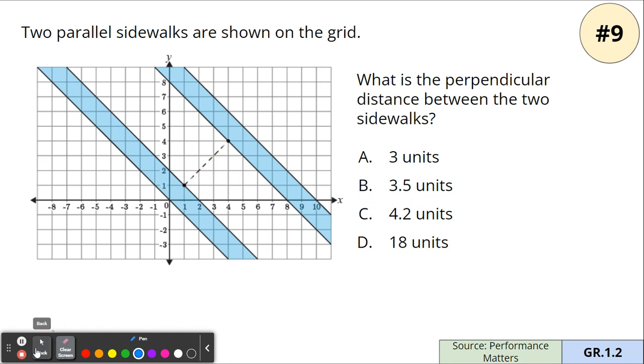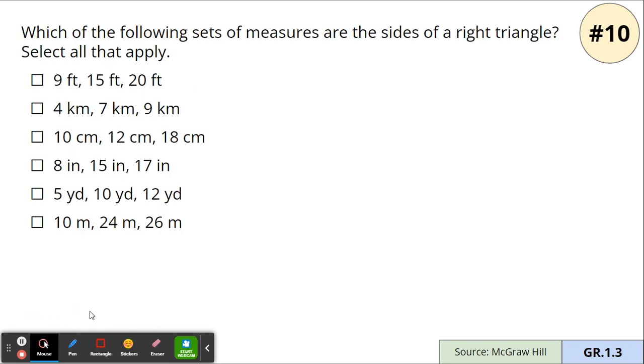Okay, now let's move on to question number 10. Which of the following sets of measures are the measures of the sides of a right triangle? For this one to be a right triangle, remember we have to follow the Pythagorean theorem. They have to follow that a squared plus b squared should be equal to c squared.